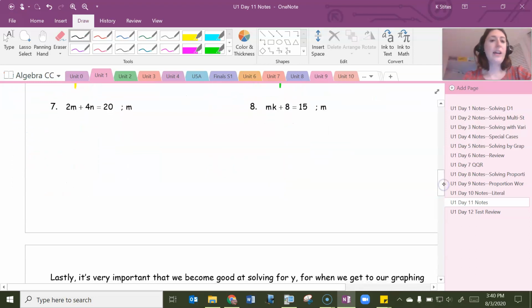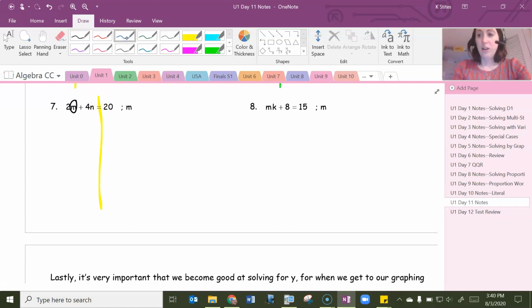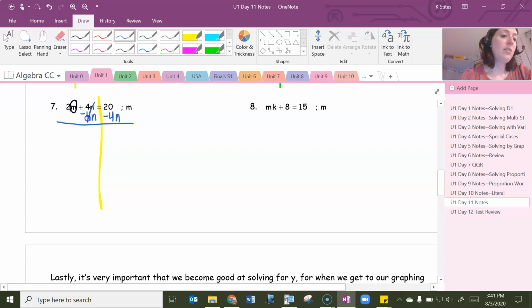Okay, and that's it. Let's try two more. M. Okay, a little more going on with this one. Reason being, you have a 2 that is multiplying to the m. That's different than what happened above. And you have a 4n that is added. Same rules as before. Undo addition and subtraction first. So we'll subtract our 4n on both sides. Be careful. This is a 20, not a 20n. 20 minus 4n is not 16n. They are not like terms. You're just going to rewrite it.